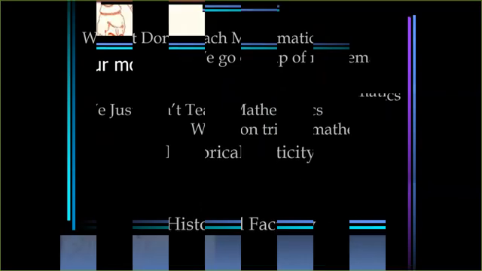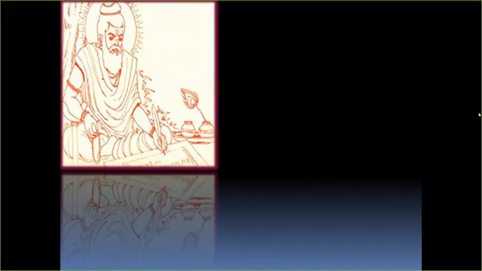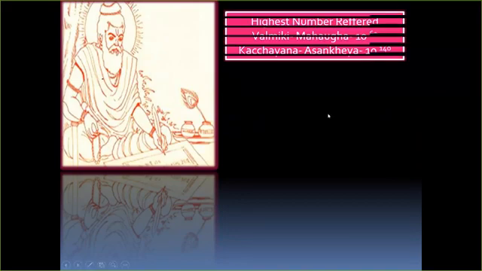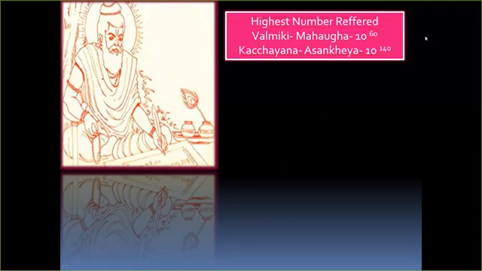Okay, historical facts. Let us see in history what is interesting about maths. Do you know in India, the highest number we know is Mahaogha given by Valmiki, that is 10 raised to 60, that is 10 followed by 60 zeros. Katyayana gave Asankhya, that is 10 raised to 140, a huge number.